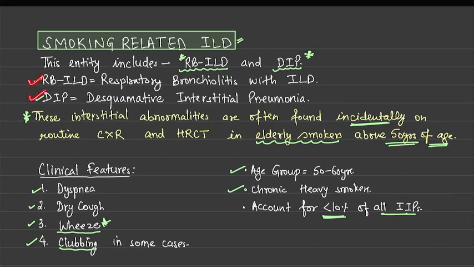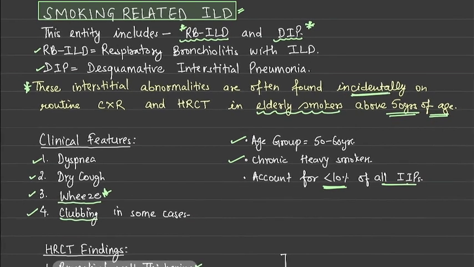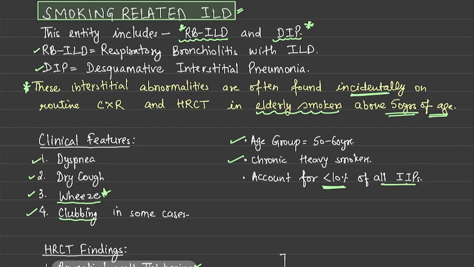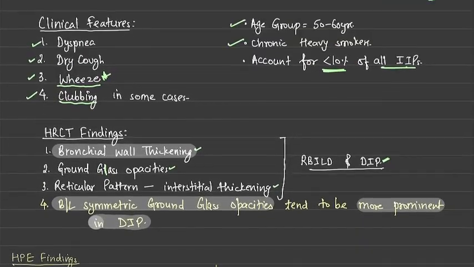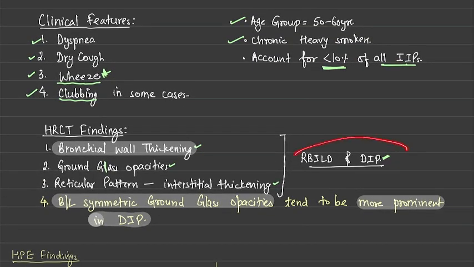Two entities are studied, RB-ILD and DIP, found incidentally in elderly smokers above 50 years of age. Clinical features are again four we have to remember: dyspnea, dry cough, wheeze and clubbing. Age group 50 to 60 years, heavy smokers. These two entities account for less than 10% of idiopathic interstitial pneumonias. HRCT, again the findings are the same in RB-ILD and DIP. Only difference is that in RB-ILD the findings are patchy, and in DIP the findings are diffuse.